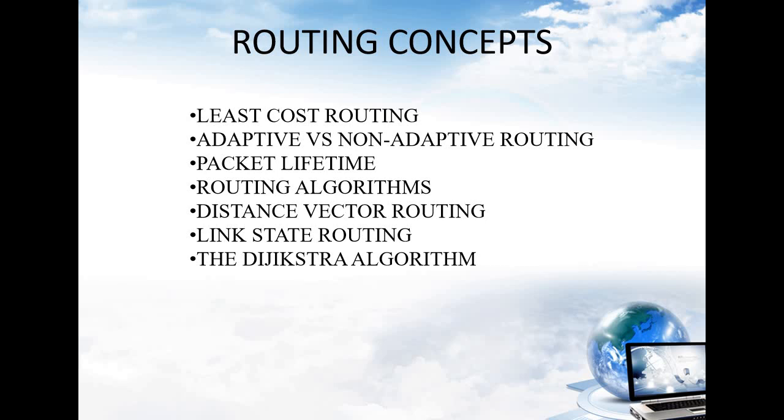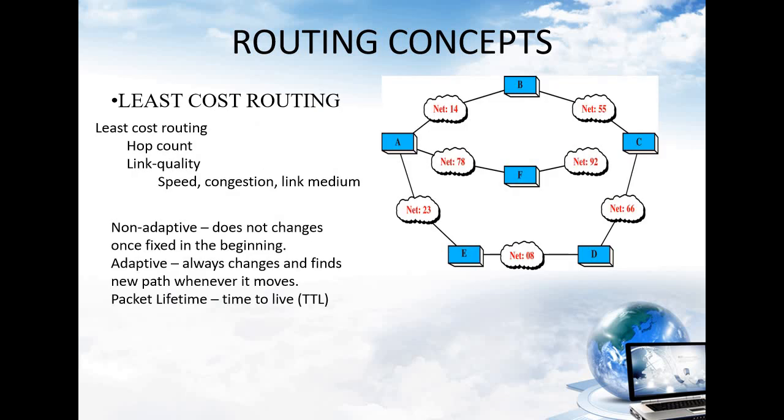In routing concepts, least cost routing is the base one, and we are going to see adaptive routing, non-adaptive routing, and packet lifetime. We have two types of routing algorithms: one is distance vector routing and the other is link state routing. With that, the Dijkstra algorithm is also there. The first one we are going to see is least cost routing.